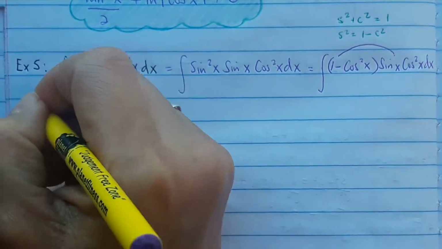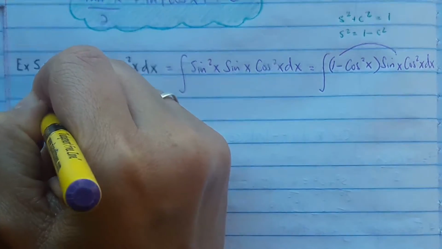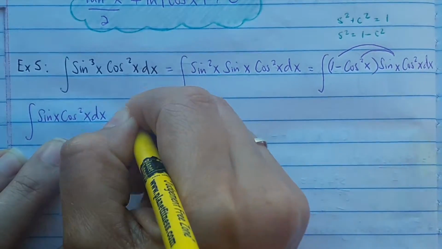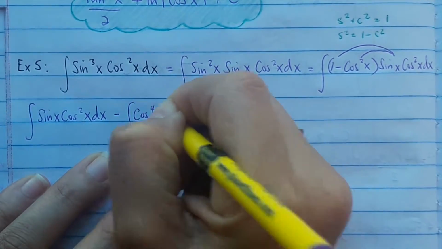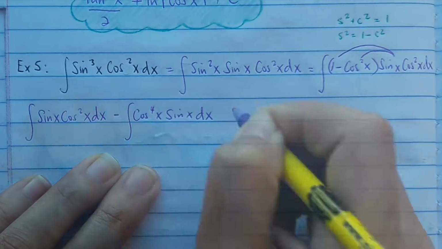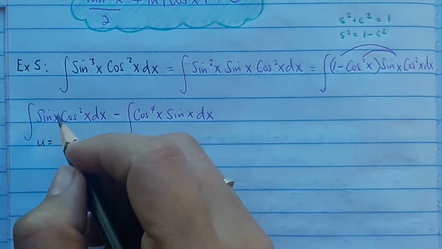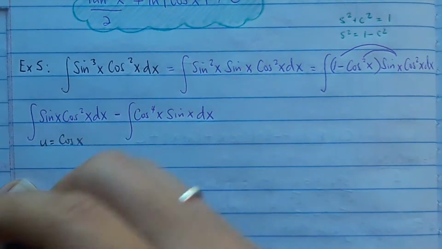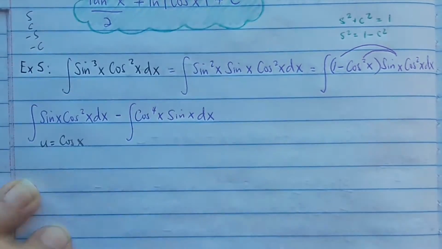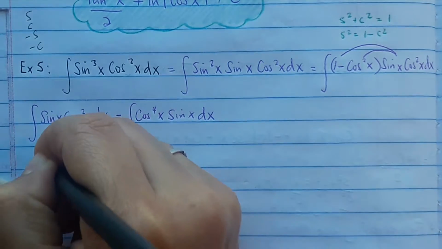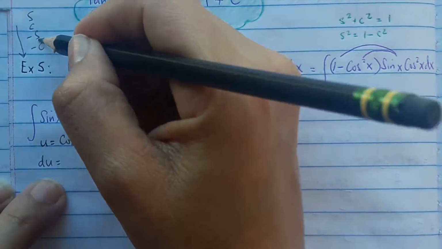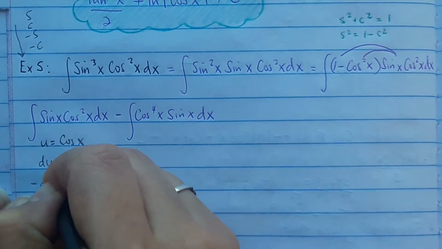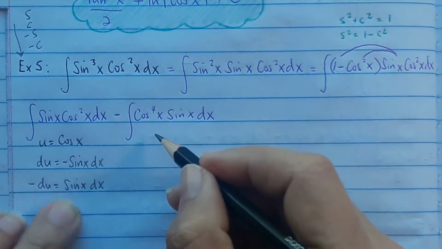Let's go ahead and distribute each one of those. So we're going to get the integral of sine x cosine squared x dx, and I'm going to separate the integrals at the same time, minus the integral of cosine to the 4th power times sine x dx, just by multiplying it out. In this first one, let u equal cosine x, because du is going to give me negative sine x dx. But I need positive sine x, so I'm going to divide by negative 1, so negative du equals sine x dx.